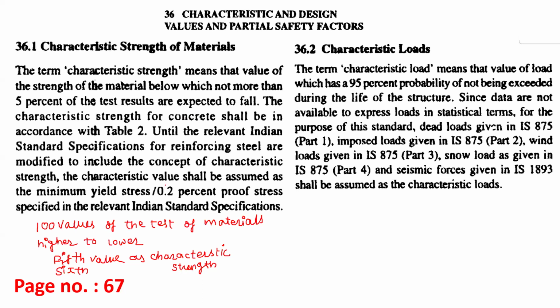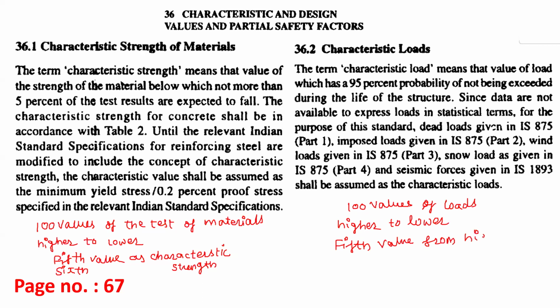And if you will go to loads, you can see the term characteristic load means that value of load which has a 95% probability. What does it mean? Again, you have 100 values of loads. And in the same way, we have values from higher to lower. Then we have fifth value from higher. Try to understand the difference between the two. Load we are going to consider maximum. Only 5% are greater than characteristic value. 5% are greater than characteristic load. 95 are below.